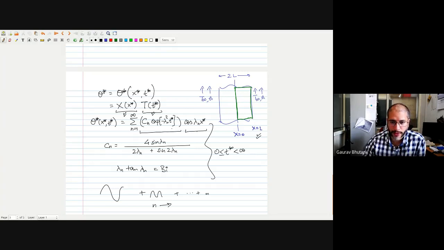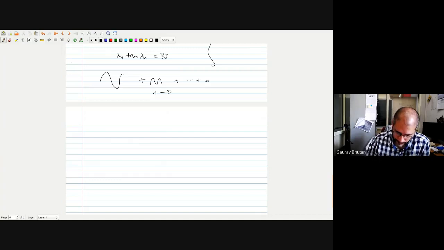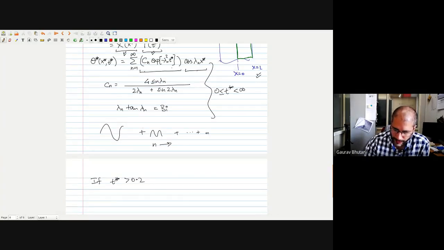all values of t star. But if my t star is greater than 0.2, then what I see is, let's look at this term which has the magnitude or the amplitude of the wave.